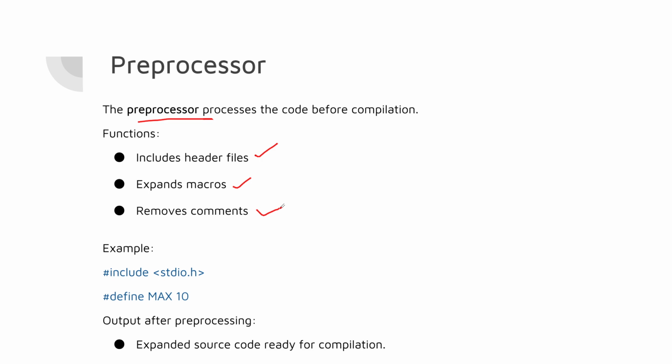If I have stdio.h, then after pre-process, this header file will be included inside my .c file. If I have defined MAX as 10, then wherever I have used MAX inside the program, it will be replaced by 10. So at the end of the pre-process stage, my source code will be expanded and ready for the compilation process.